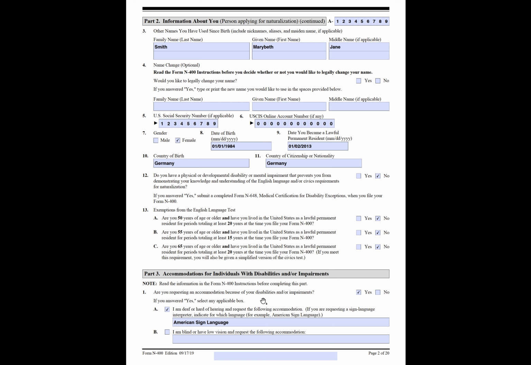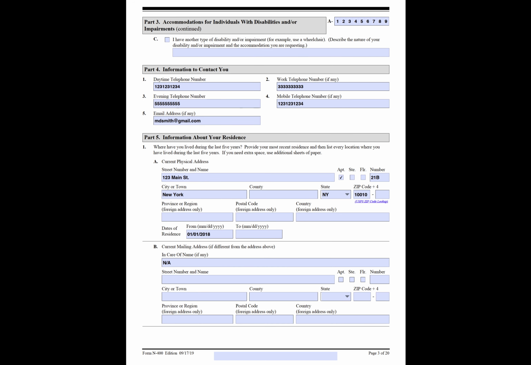You're, in essence, either deaf or hard of hearing, or B, blind or have low vision, and C, you have any other type of disability, for example, wheelchair and things like that.